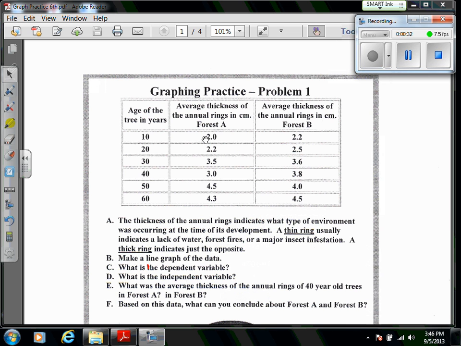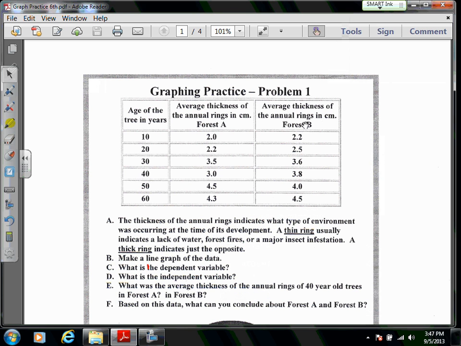10 years, the average thickness of the rings in that tree. So every 10 years, they took the average of the 10 rings for that decade and recorded it. After 20 years, they took 11 through 20 and took the average there. They did it for the trees in Forest A, and they did it for the trees in Forest B. Okay, so we need to graph these two forests and the average thickness.